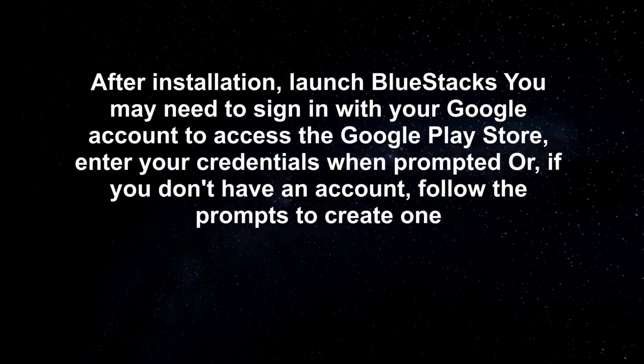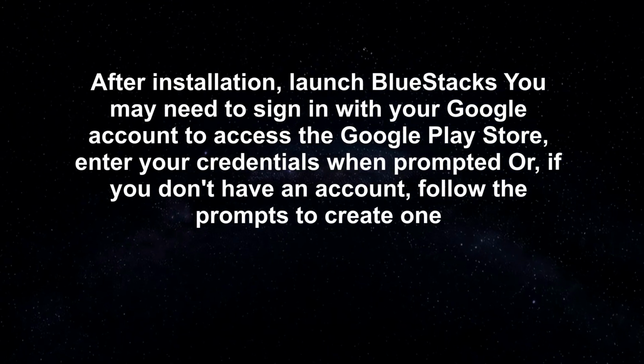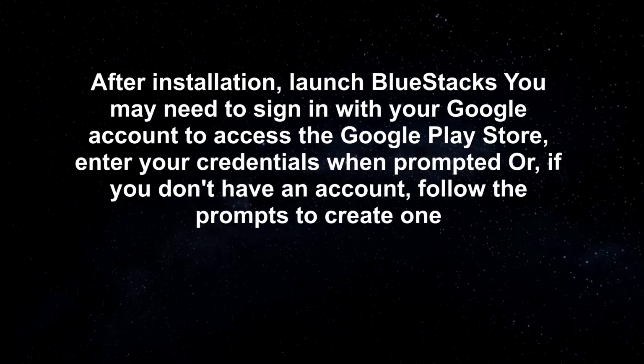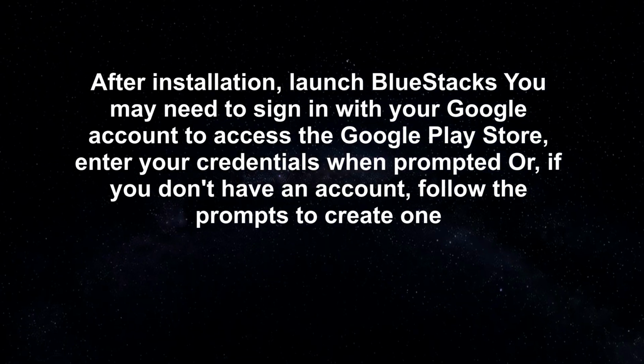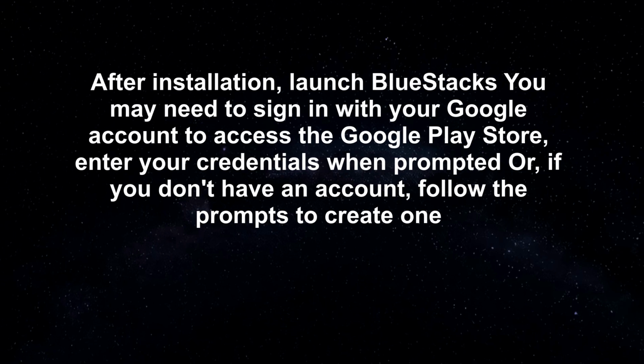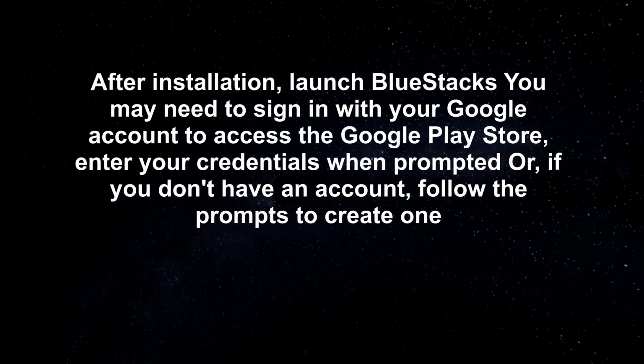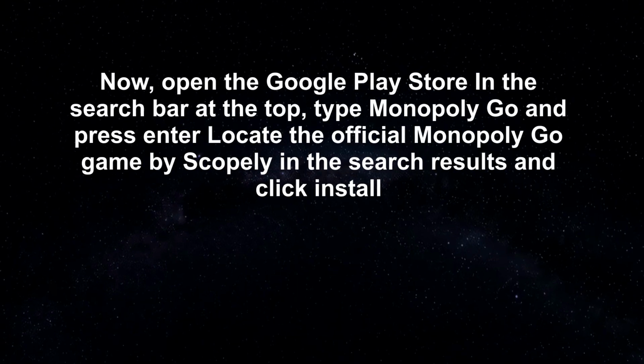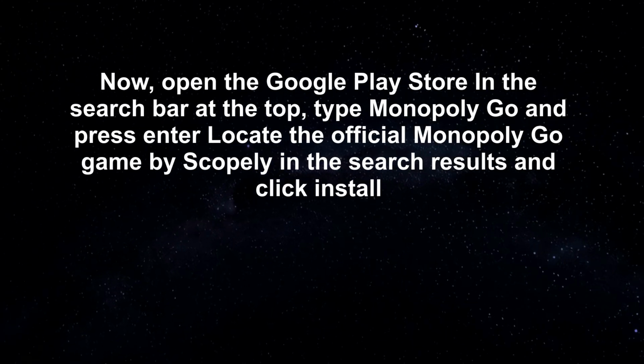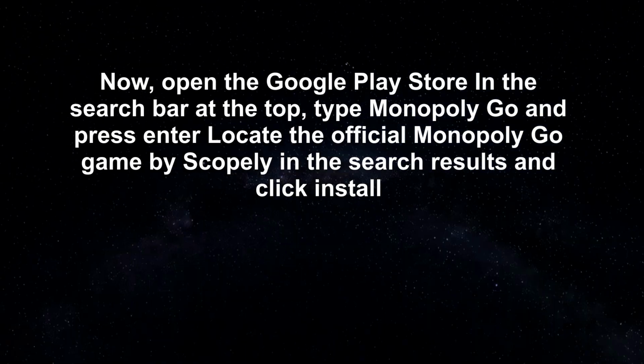After installation, launch BlueStacks. You may need to sign in with your Google account to access the Google Play Store. Enter your credentials when prompted, or if you don't have an account, follow the prompts to create one. Now, open the Google Play Store. In the search bar at the top, type Monopoly Go and press enter.